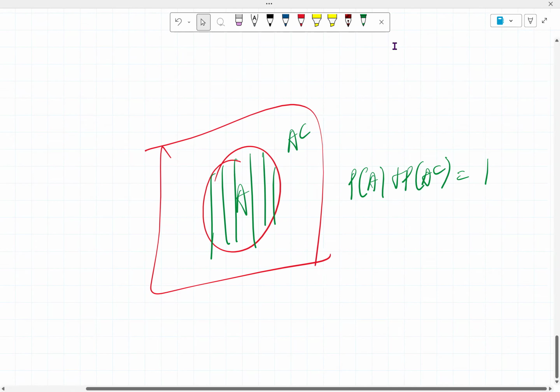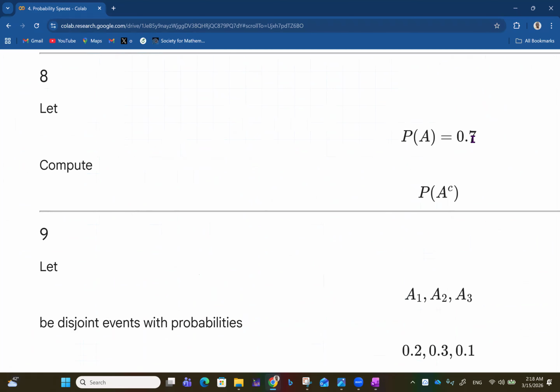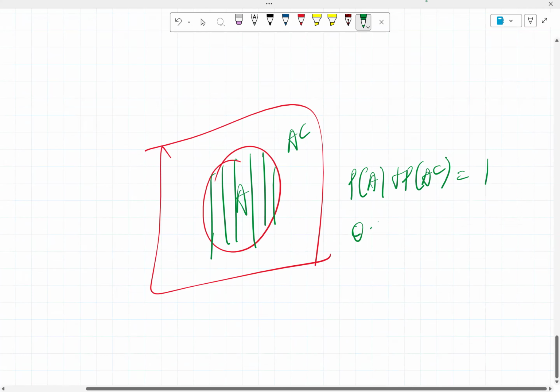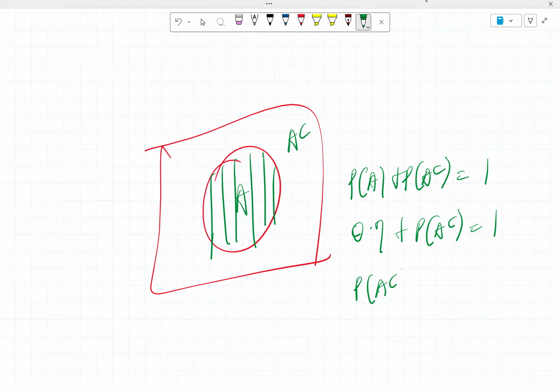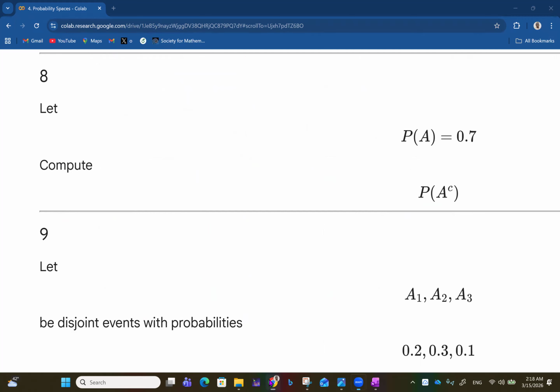And we've been given probability A to be 0.7. Probability A is 0.7, okay? Then we need probability A complement. Adding the two, you have 1. So probability A complement is equal to 1 minus 0.7, which means probability A complement is 0.3. Easily so.